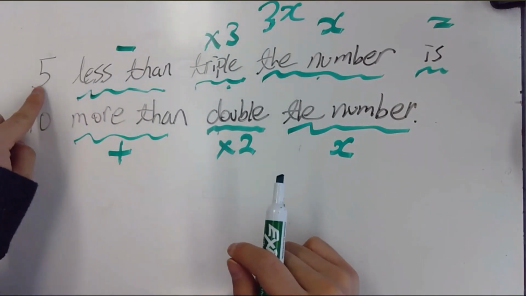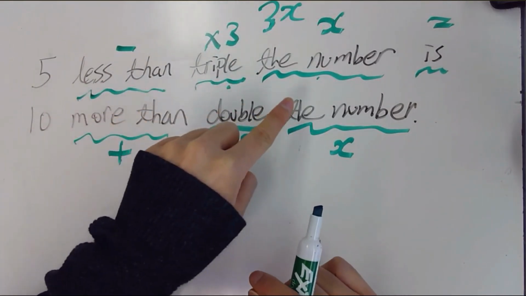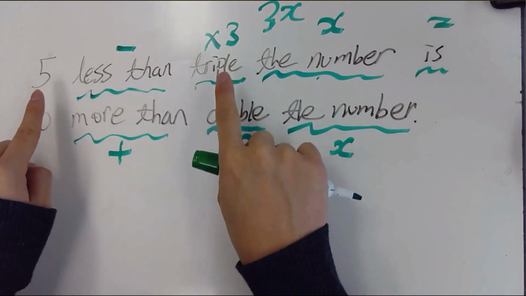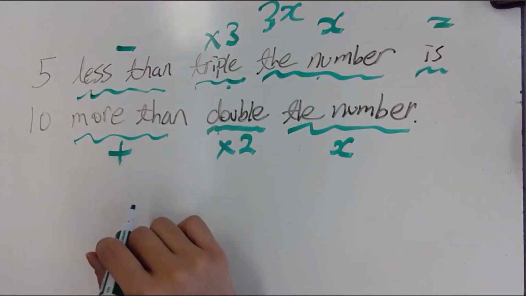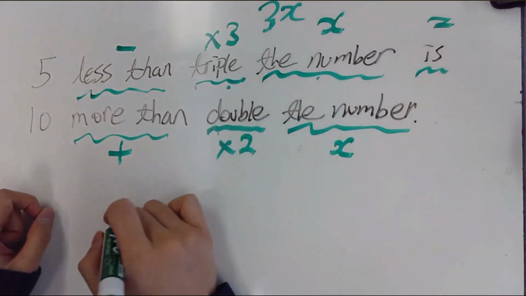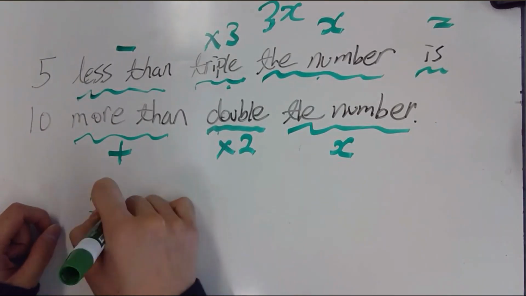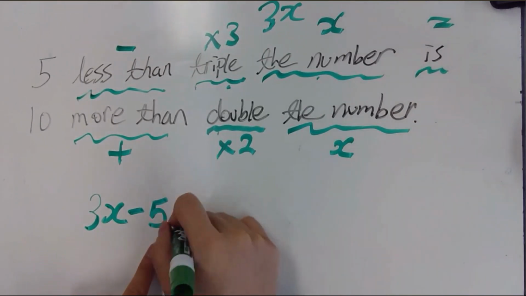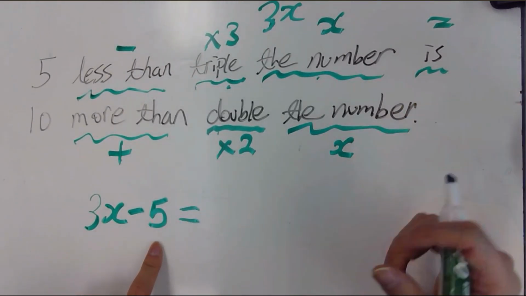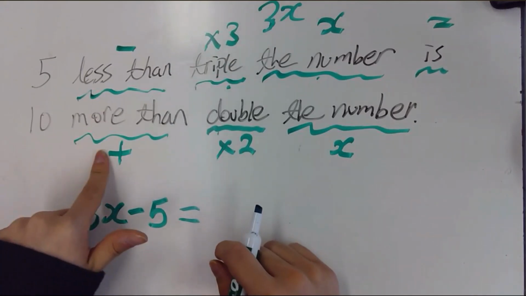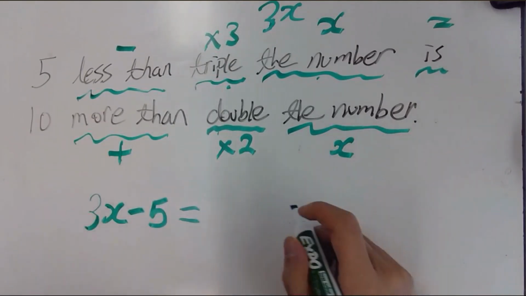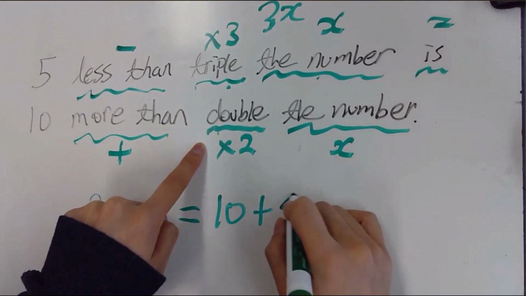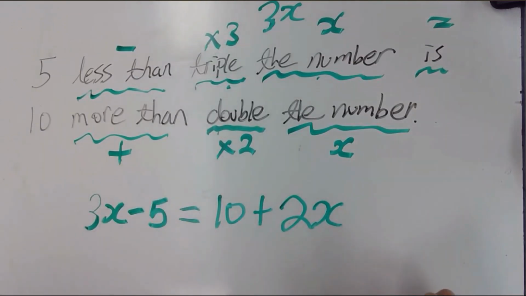Again, I have 5 less than triple the number. And again, when we're using the words less than, we have to make sure that we flip the order. So 5 less than triple the number will get translated as 3x minus 5. Then we would take a pause after we say the word is, and then we do again 10 more than double the number. So 10 plus double the number, which is 2 times x, which is simply 2x.